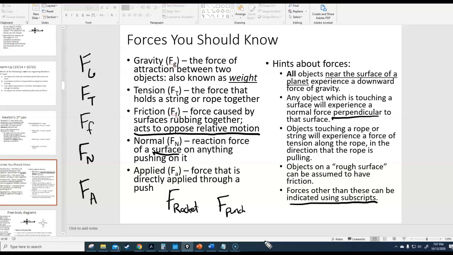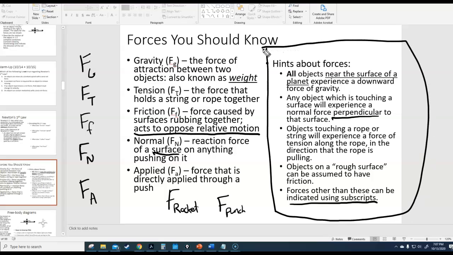Now, how do you know which forces you have in a situation? If you look at the right side, I try to give you context clues over here, which is why I said before I would highly recommend adding this to your notes. This is a guide to when you know which forces are acting on an object. First of all, as long as they're not in space, all objects near the surface of a planet have a force of gravity.